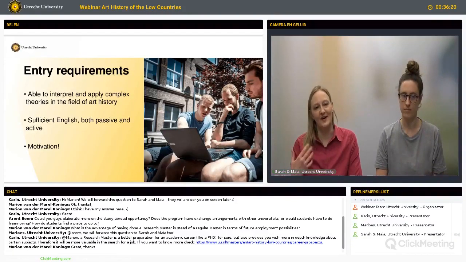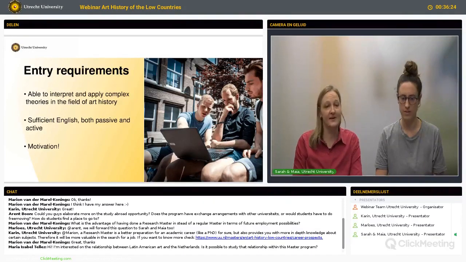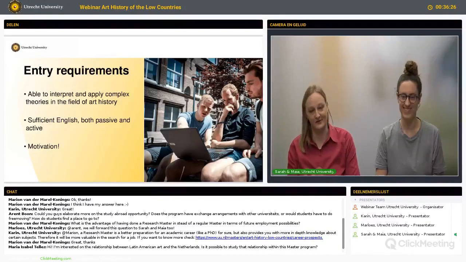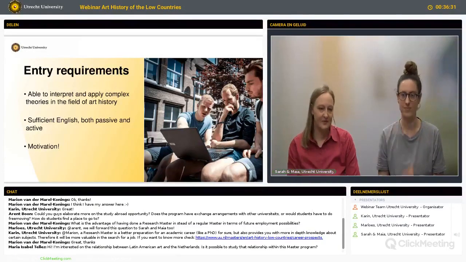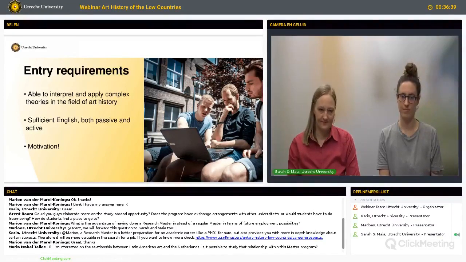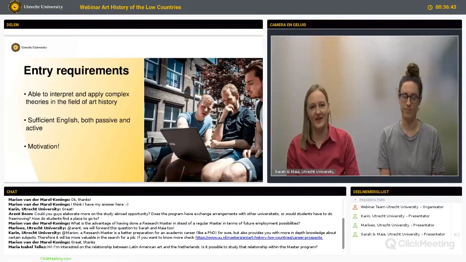You do need to, quote, be able to interpret and apply complex theories in the field of art history. So for your writing sample, ideally you'll have a paper from an art history class. We are a bit flexible there, though. So it's more about your potential to do this than that you've already got all the theories down.